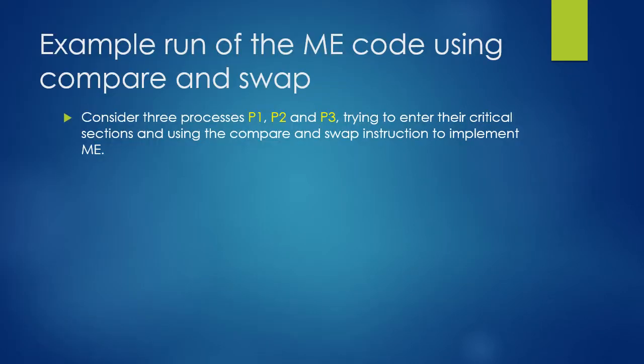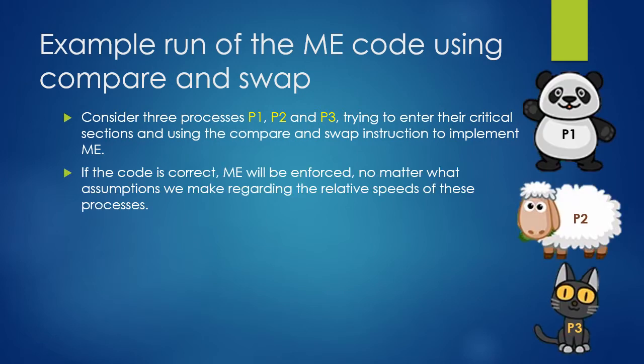Now I will do an example run of the code that you just saw, and I am going to elaborate it in a different way. Consider three processes P1, P2 and P3 trying to enter their critical sections and using the compare and swap instruction to implement mutual exclusion. If the code is correct, mutual exclusion will be enforced no matter what assumptions we make regarding the relative speeds of these processes.